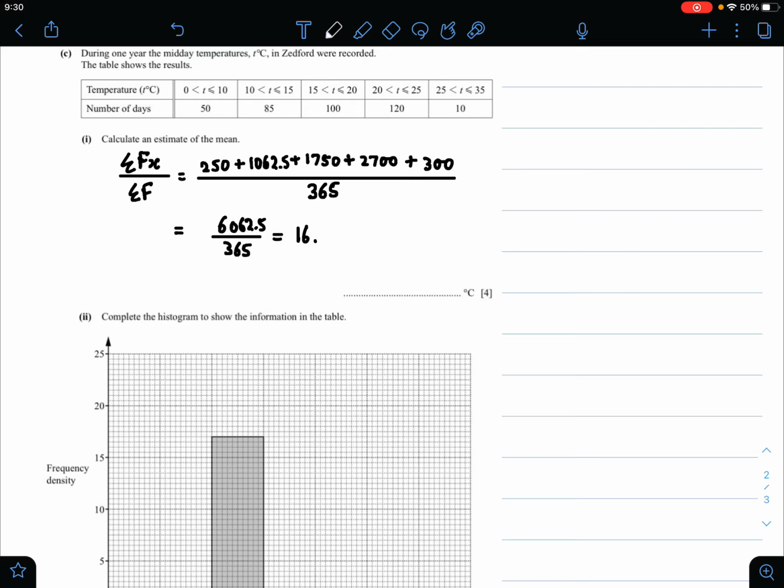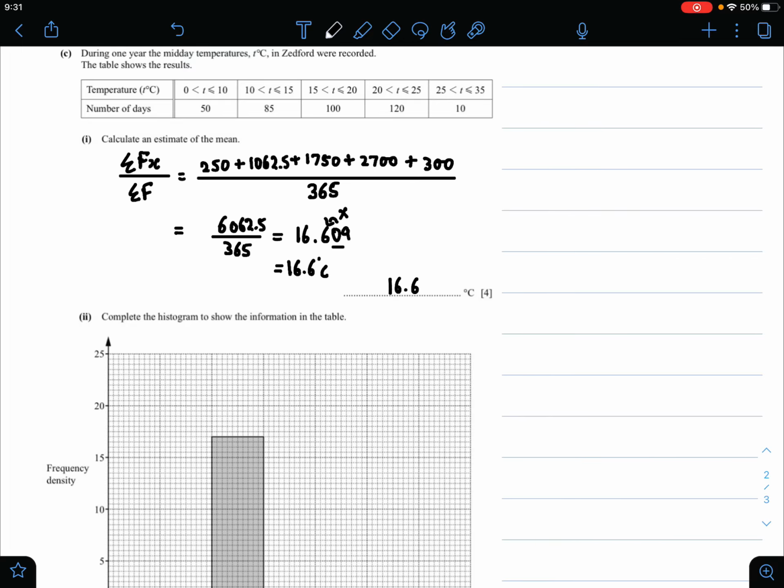So 6062.5 divided by 365 would give us the answer as 16.609. And since we need our answer in 3 significant figures, our final answer would be 16.6, because the fourth significant figure, which is 0 in this case, is lesser than 5. So it doesn't round off the third significant figure to the next number. Therefore, 16.6 degrees Celsius will be our final answer for part C1.